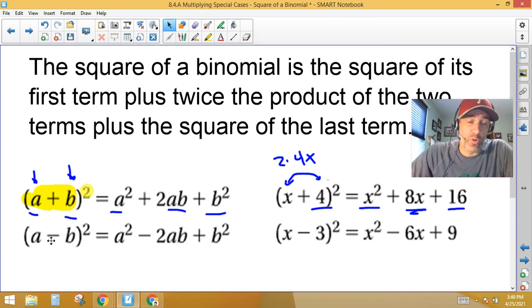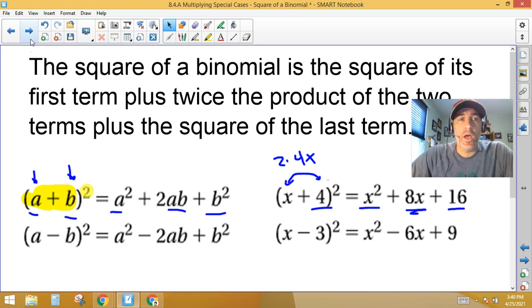Another one would be as if it were subtraction. The only difference, look carefully, is it's minus the middle term, minus 2ab, because if I do a times minus b or negative b, I have negative ab. So it's two of them that are subtracting. All right, and that's the shortcut there.